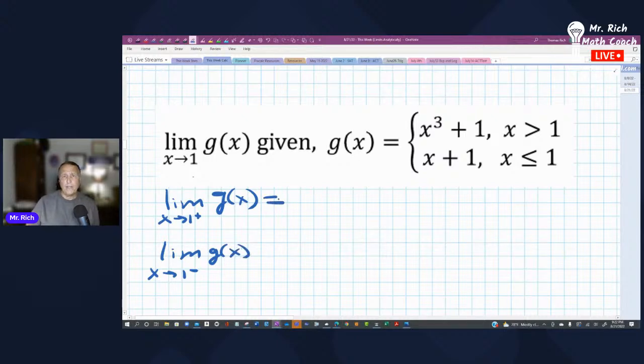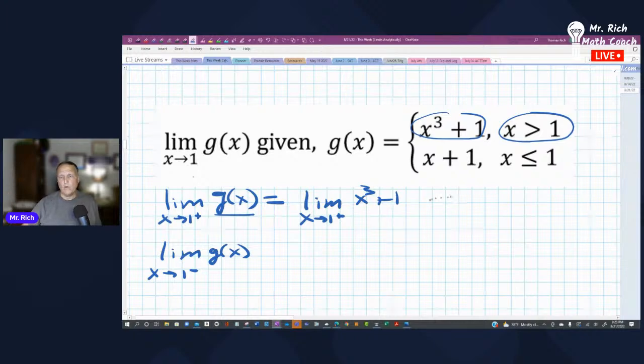Now, coming in from the right-hand side at 1 is going to be this function right here, because this is the one that I use for x greater than 1, or for our case, coming in from the right. So I'm going to evaluate this. This is going to be x cubed plus 1. That's what g of x is. I'm going to write it like this, class. The limit as x approaches 1 from the right of x cubed plus 1, because that is g of x when I am to the right of 1. And through direct substitution, this becomes 2.